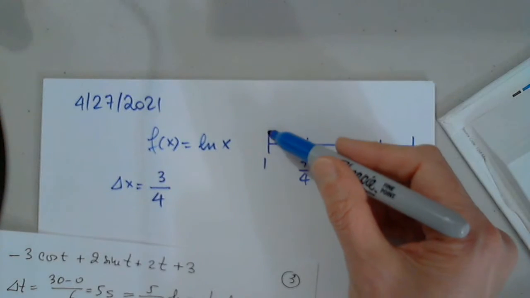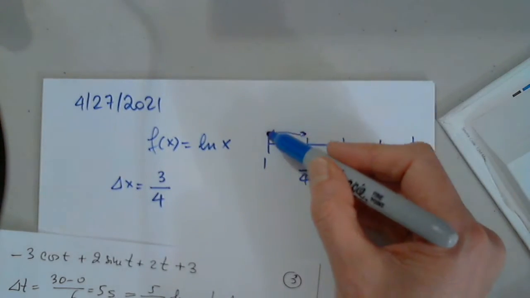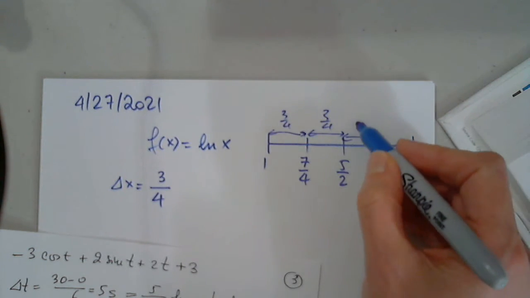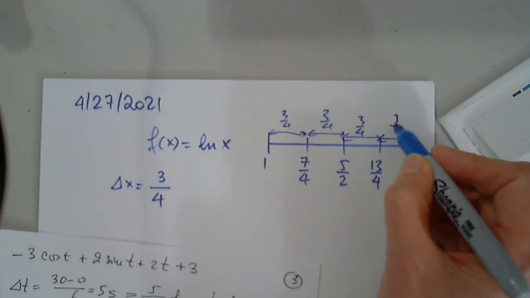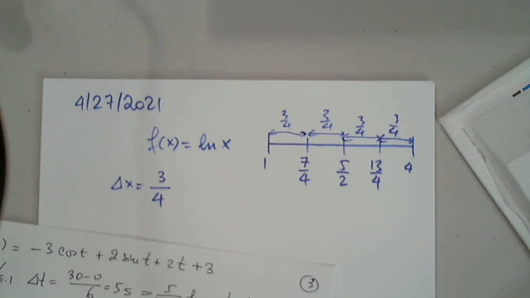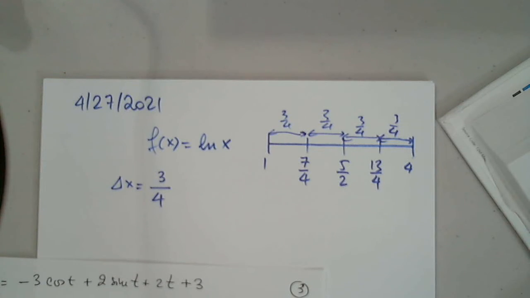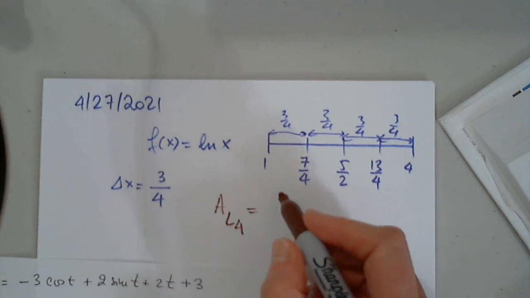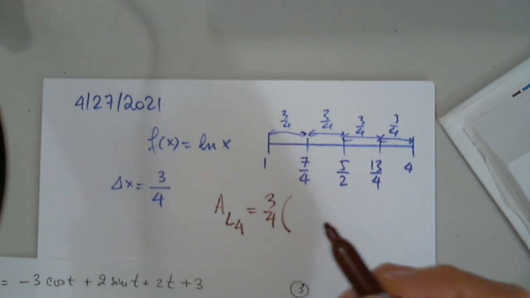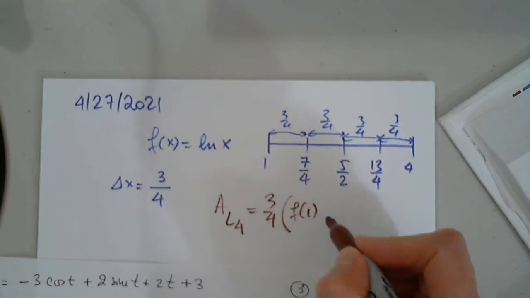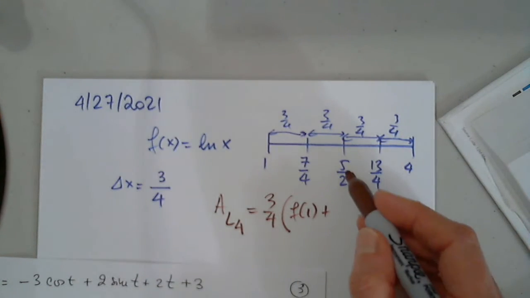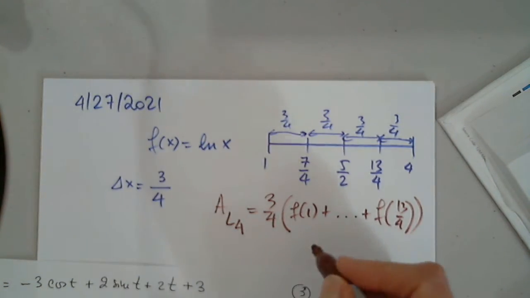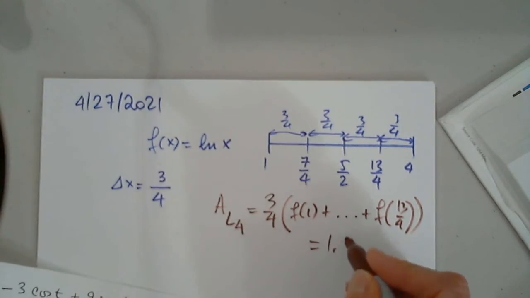So this is 3/4, this is 3/4, this is 3/4, and this is 3/4. So after doing that, when I determine the area with left 4, I have 3/4 multiplied by f of 1 plus f of 7/4 plus f of 5/2 plus the last one, f of 13/4. And my calculations gave me 1.990.